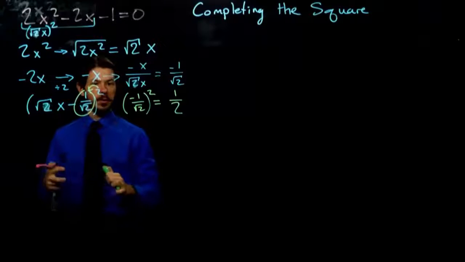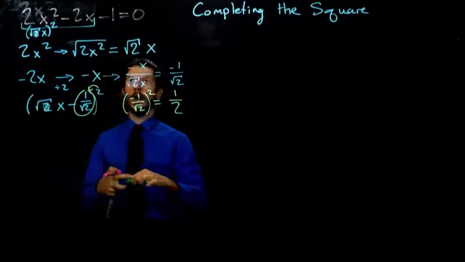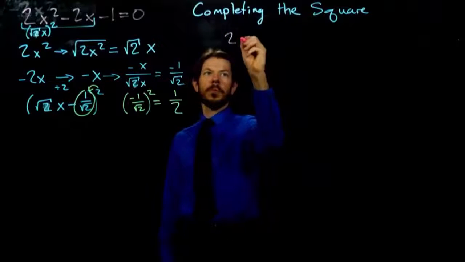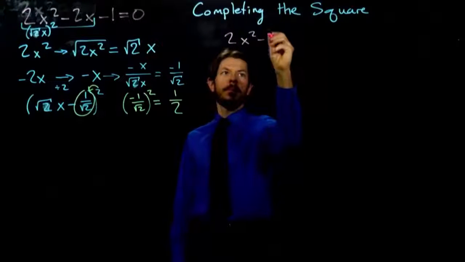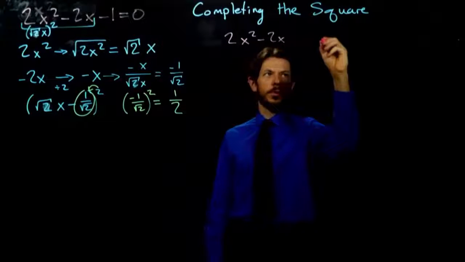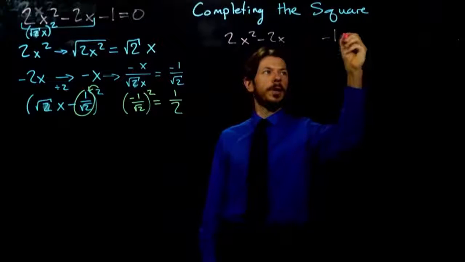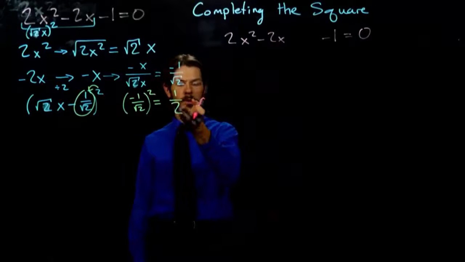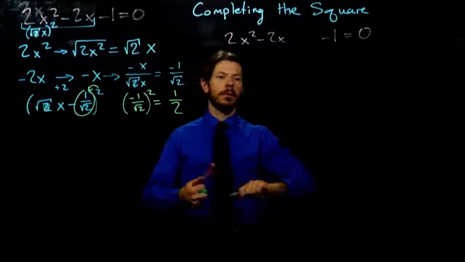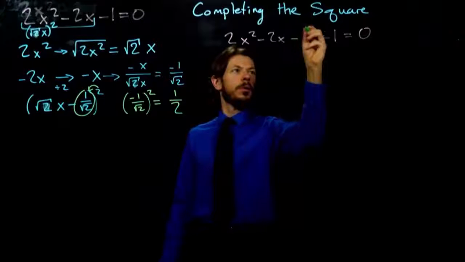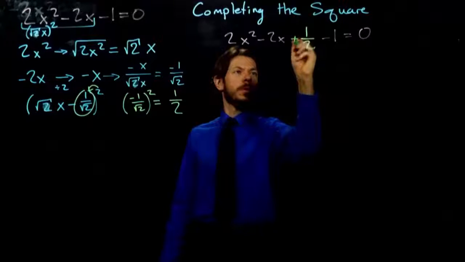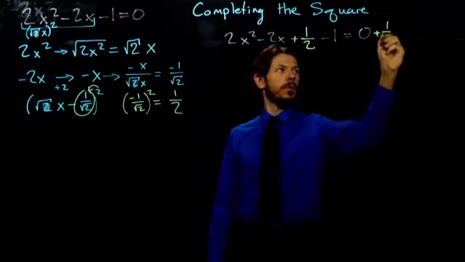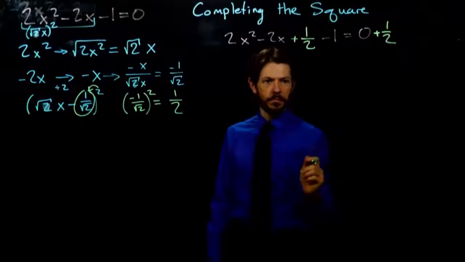Okay. We're ready to put this together to complete the square. I'm going to take my original problem, 2x squared minus 2x, leave a little space, minus 1 is equal to 0. And now I'm going to add this factor in, plus 1/2 plus 1/2.